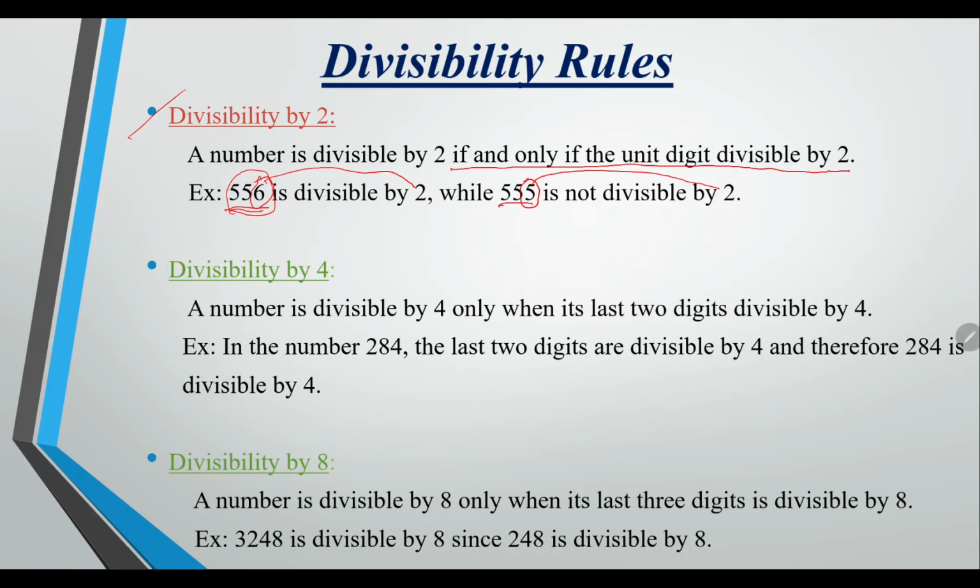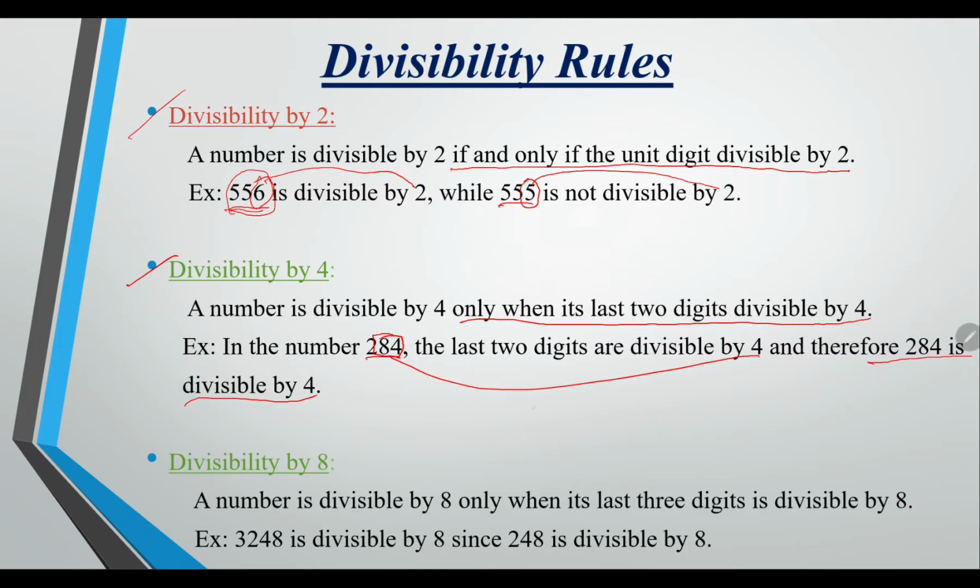Next, the divisibility rule of 4. A number is divisible by 4 only when its last two digits are divisible by 4. For example, in the number 284, its last two digits, that is 84, are divisible by 4 and therefore 284 is divisible by 4. And we can say that for 4, a number with its last two digits as zeros is also always divisible by 4.